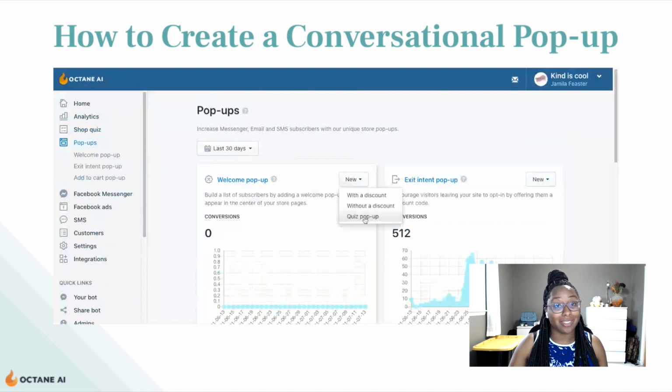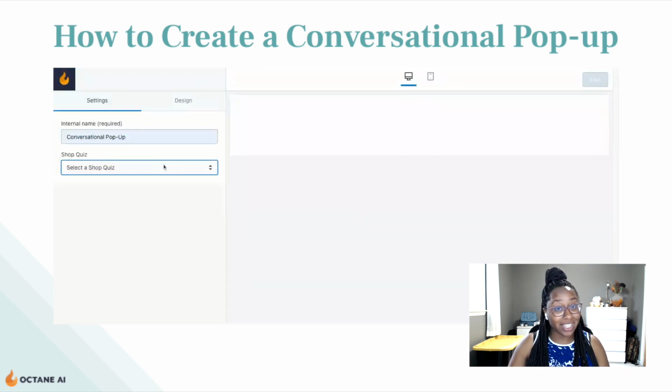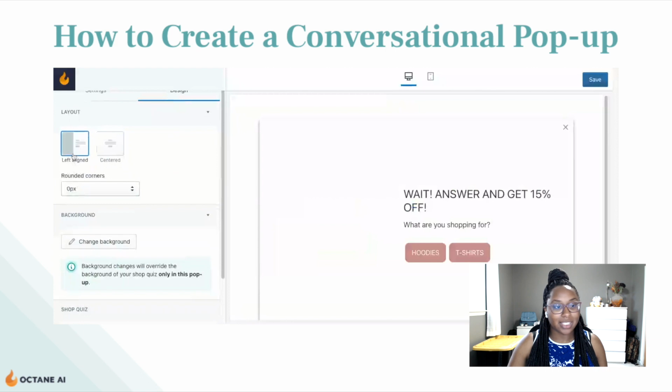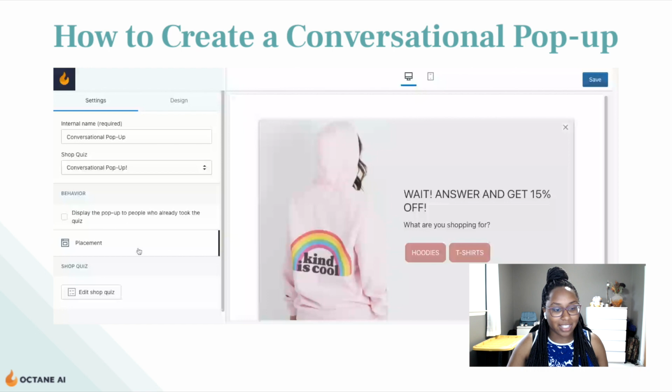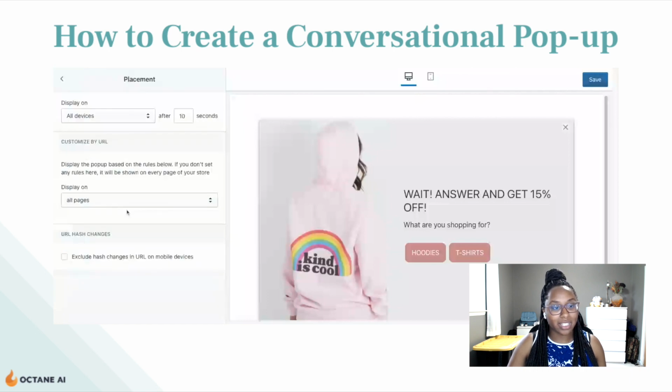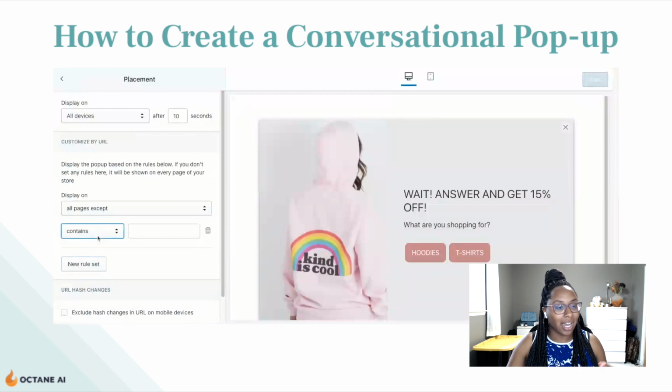Now we're going to actually create the pop-up itself and link that quiz to the pop-up. The next thing that we'll want to do is add an image, so that it looks more like a traditional pop-up. And then I'm going to change the color of the background of the pop-up to kind of blend in with that picture. And then the last thing that I want to do is, if there are any pages that I don't want this to show on, I will add these here.